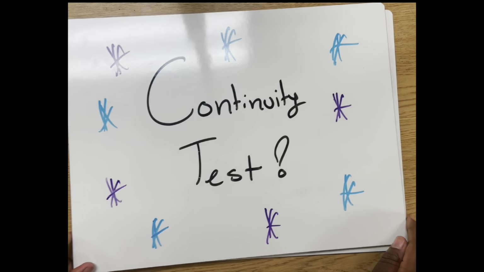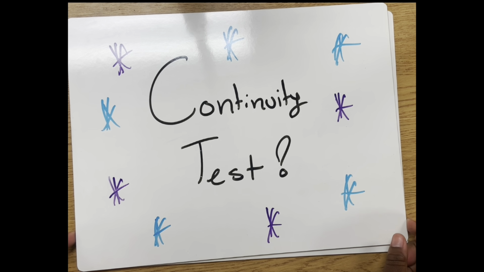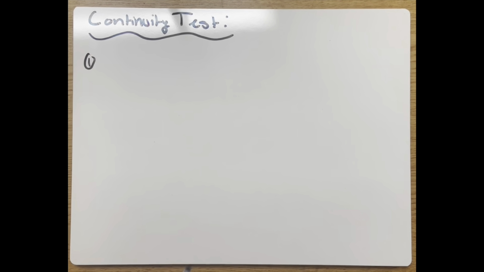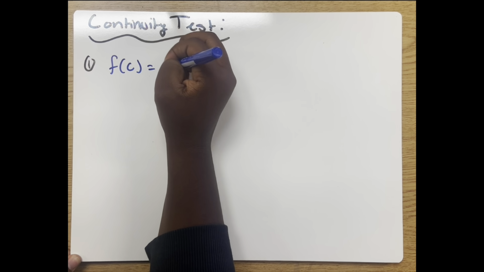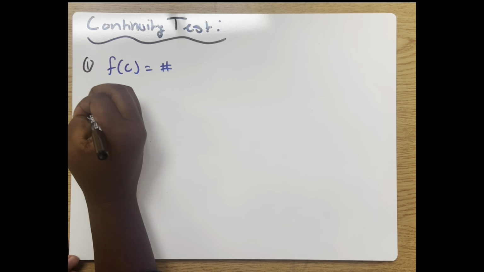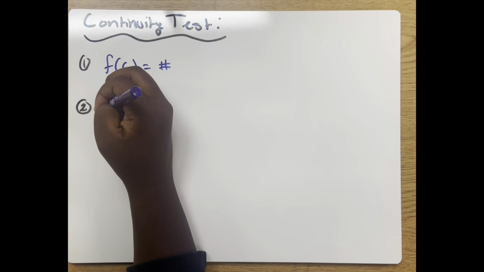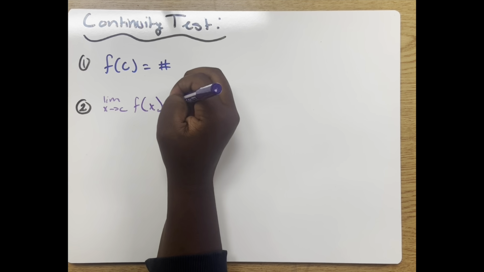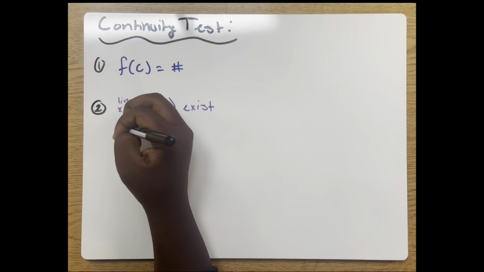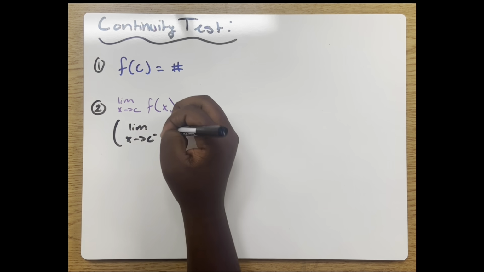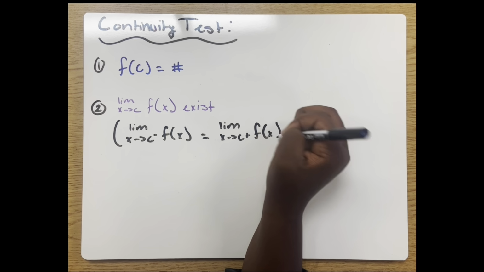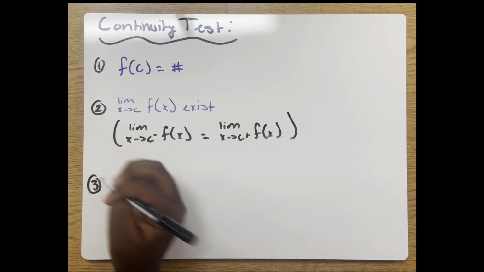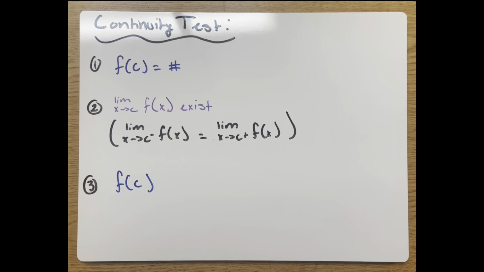For local maxes and mins that have an undefined like this, to determine whether they are continuous, we have to use the continuity test. The continuity test can be broken down into 3 simple steps. First is to see if the function has a point at the undefined. Secondly is to see if the limit of the function at this point exists by getting the left and the right side and to check if they are equal. And lastly is to see if the point and the limit are equal. If all of this is true, then the function is continuous.